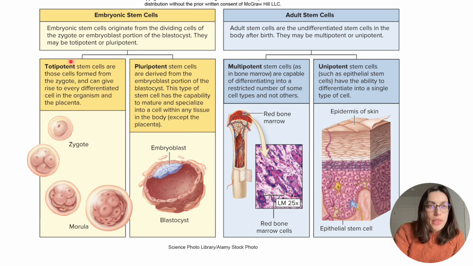Stem cells that are formed between when you have the zygote and when you have the morula, which you don't need to know what that is, but it's a clump of mitotically divided cells from the zygote. Those cells are called totipotent. That means they can become any cell in the body at all, and they can become cells that create the placenta. Okay.